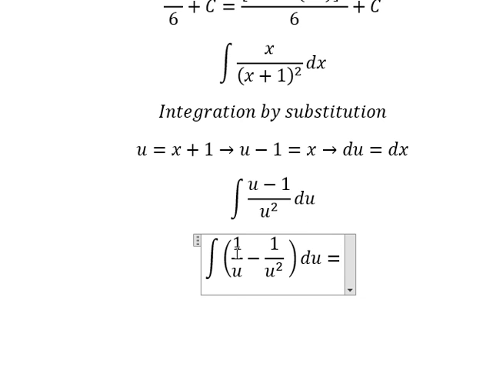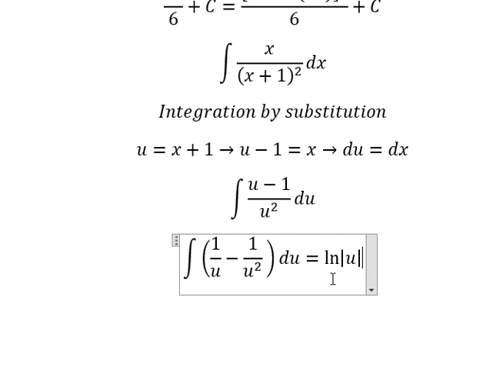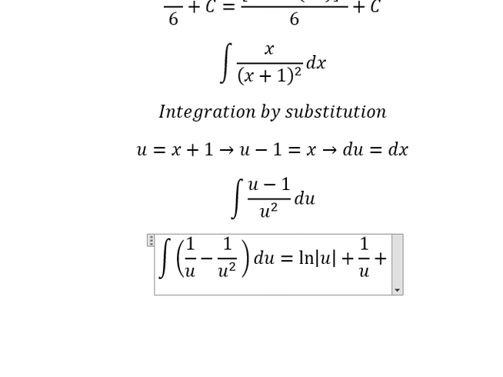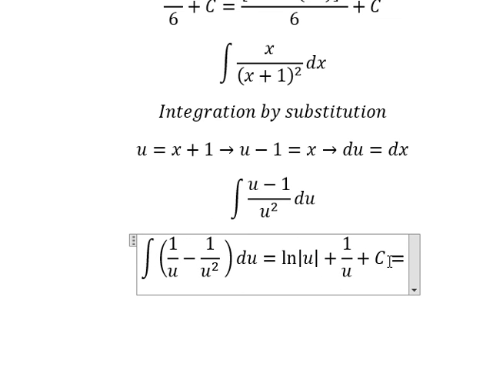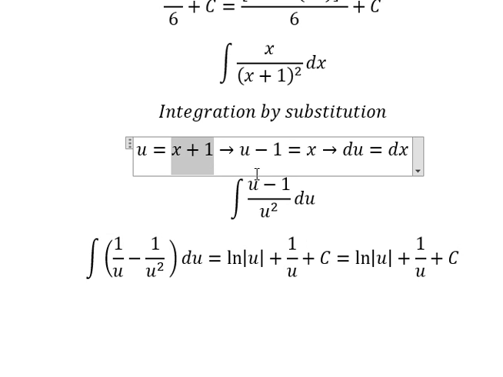The integration of 1 over u, we have ln of the absolute value of u. The integration of this one, we have positive 1 over u, and I will put c. About u, that is about this one.